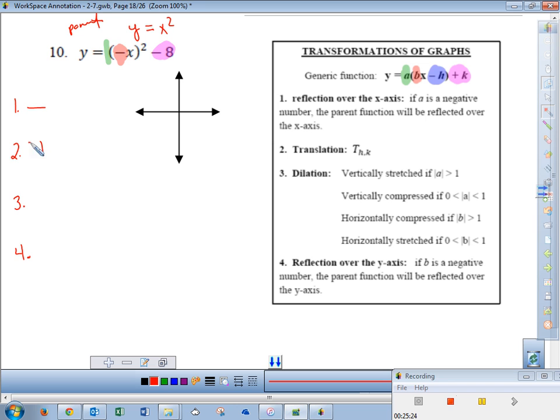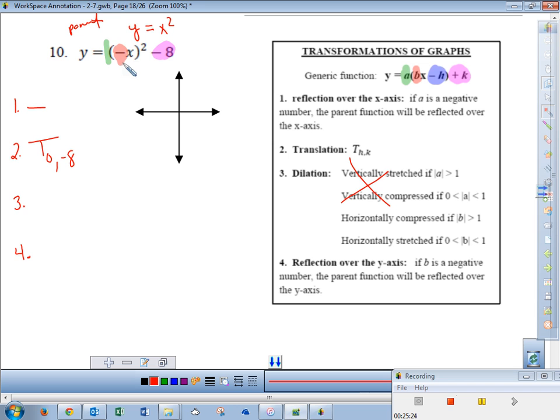Translation. You will always put something in step 2. Blue, pink, right? Opposite of blue, pink. What was our blue number? 0. Pink is -8. What does it mean? That thing got translated 8 units down. Cool? 3, dilation. Looking to see if the green number is 1 or not 1. Is the green number 1 or not 1? It's 1. No vertical dilation.